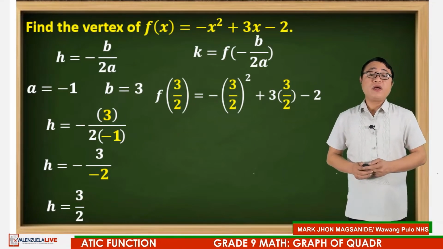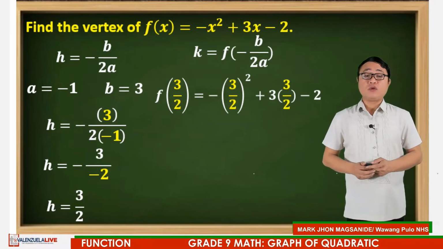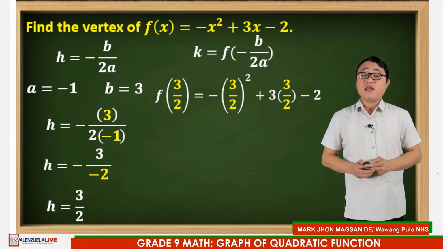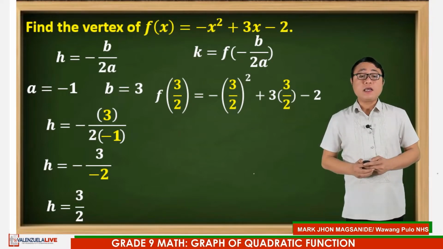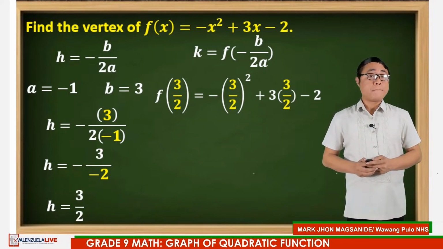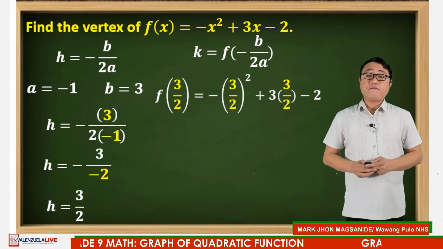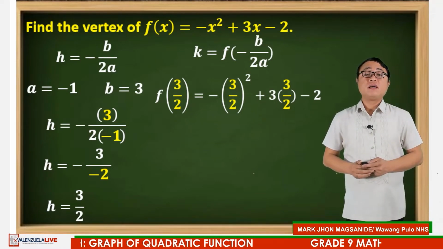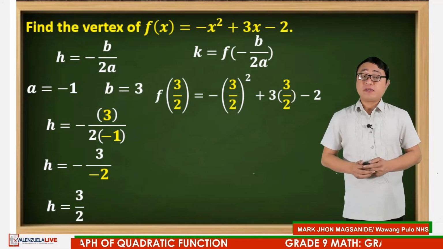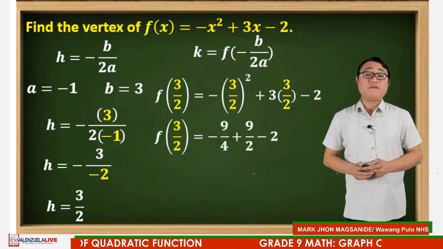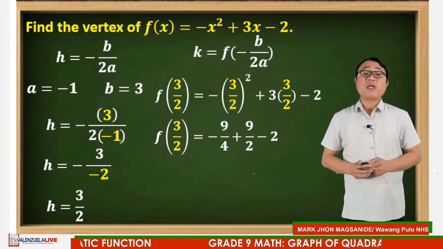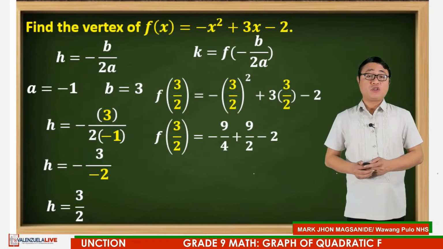Thus, we have f(3 halves) is equal to the negative of the square of 3 halves plus 3 times 3 halves minus 2. Simplify it. The square of 3 halves is 9 over 4, times the negative, we have negative 9 over 4. 3 times 3 halves is 9 halves, and copy negative 2.